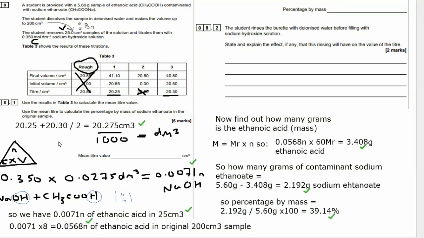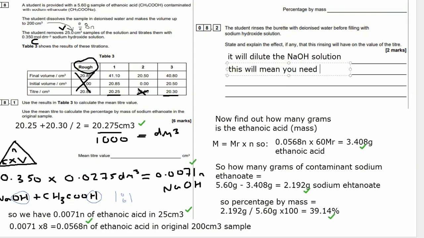Okay, let's look at 8.2. The student rinses the burette with deionized water before filling with a sodium hydroxide solution. Naughty, naughty, they should have rinsed with the same concentration of sodium hydroxide. What's the effect to the titre? Well, obviously, it's going to dilute the sodium hydroxide that you're putting in the burette. And if it's diluted, you're going to need more of it to neutralize the acid. So it's going to increase your titre. So your mean titre is going to go up.